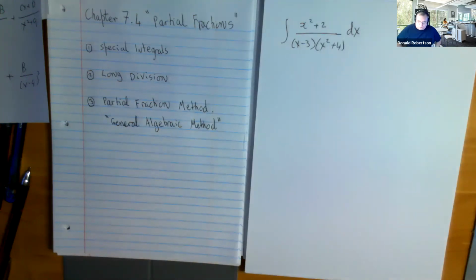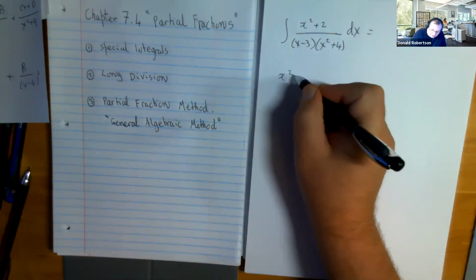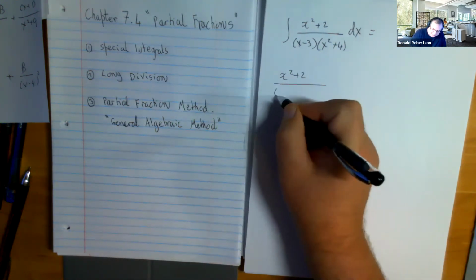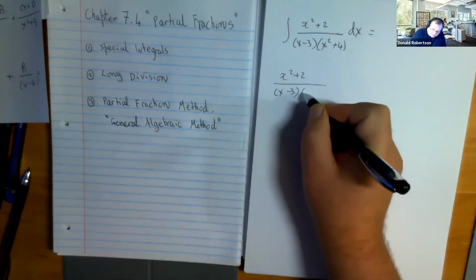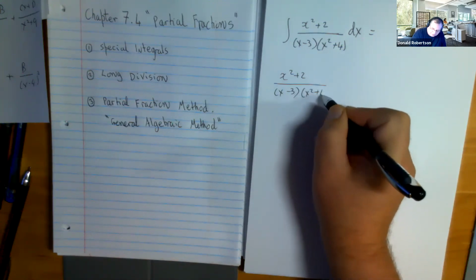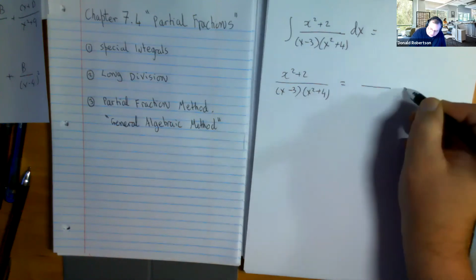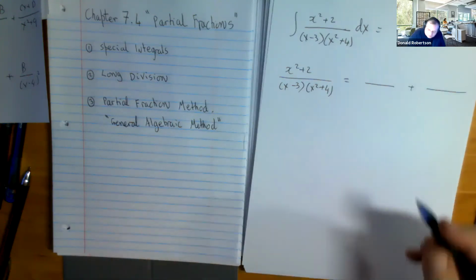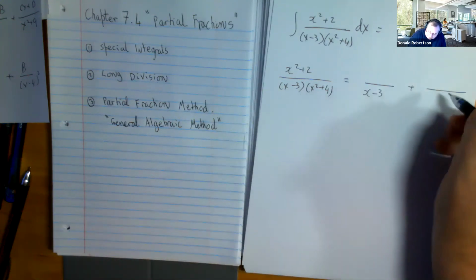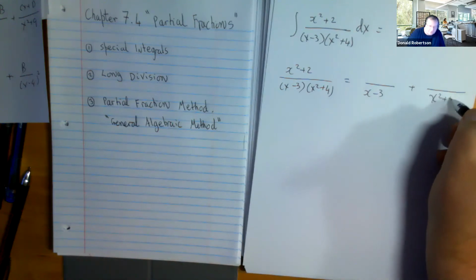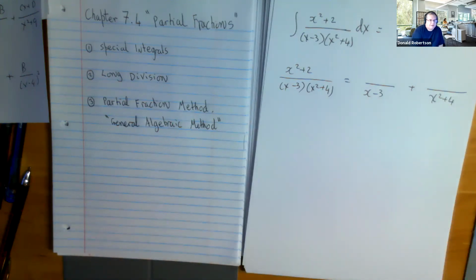Okay, let's imagine we're being asked to find the integral of this guy. So we'll start with x squared plus 2 over x minus 3 over x squared plus 4. And we'll do the partial fraction thing, right? Hopefully you would be able to identify that those are the two partial fractions, right?